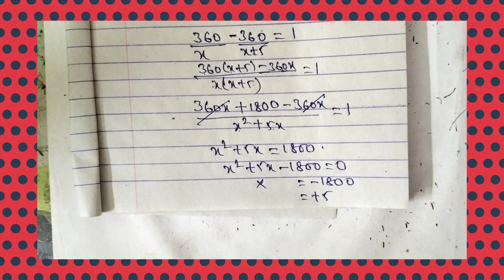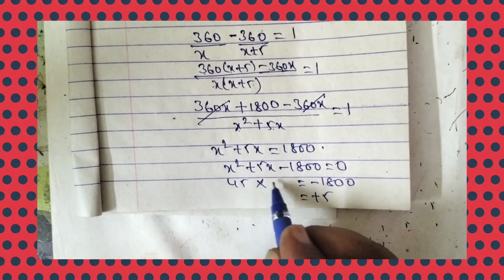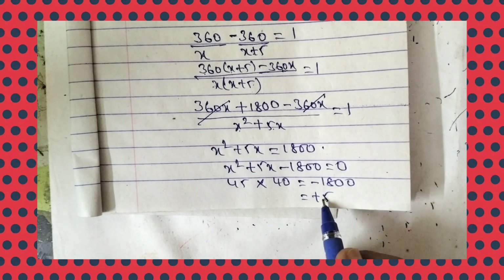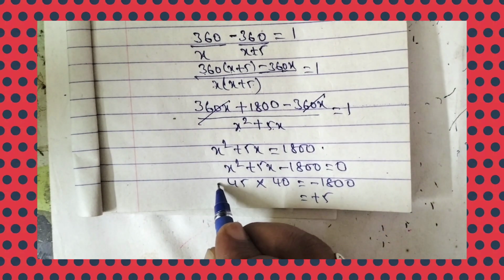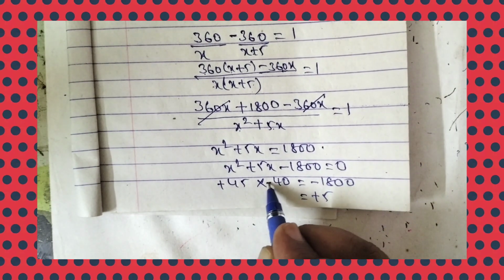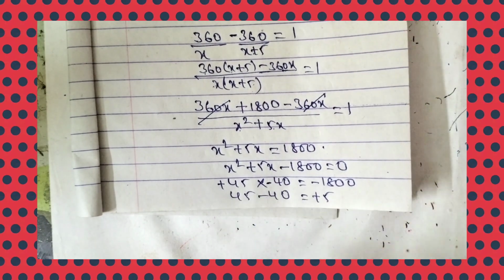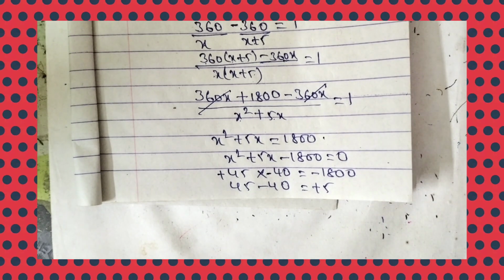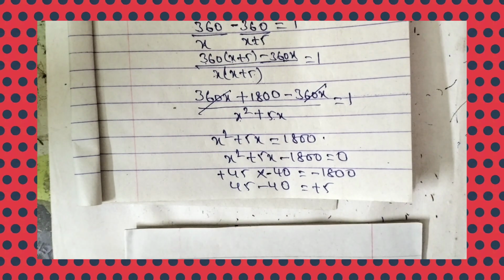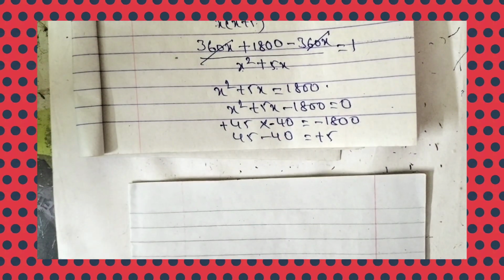Now let us see which is that number. So one is 45, another one is 40. Here if you want to get plus 5, for the bigger number plus and for the smaller number minus. So 45 minus 40. So now let us factorize it. So idanna naviga factorize madana. So factorize madadre, so let us see what we will get.